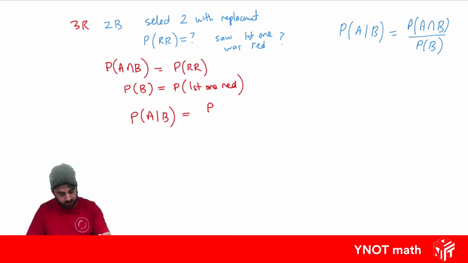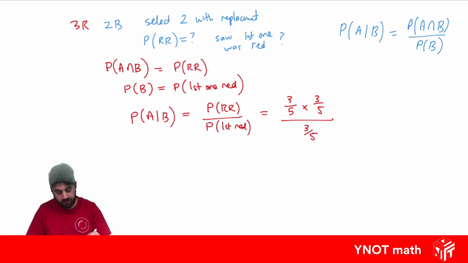There's going to be the probability of getting the red divided by the probability of getting our first one as red. So the probability of getting 2 reds in a row, well, there's 3 reds in the bag out of a total of 5, and we put the ball back because it's with replacement, and then getting the next red is 3 out of 5, divided by the probability that the first one is red, which is 3 out of 5, and they're simply going to cancel out, and we get our probability being 3 out of 5.